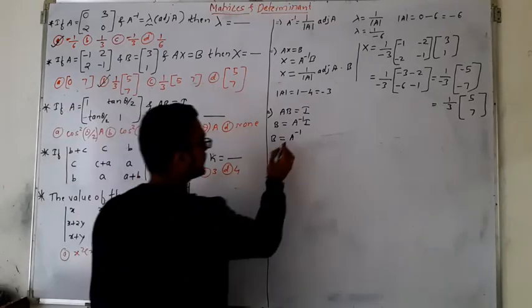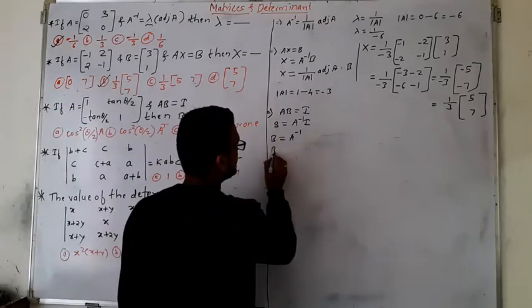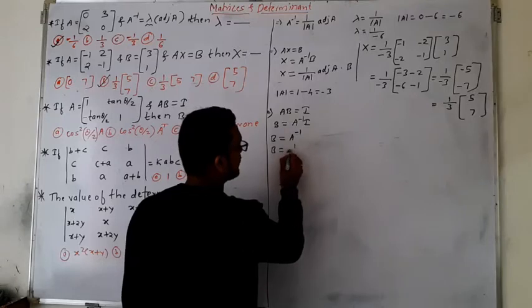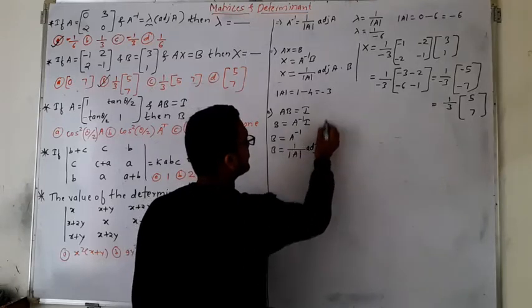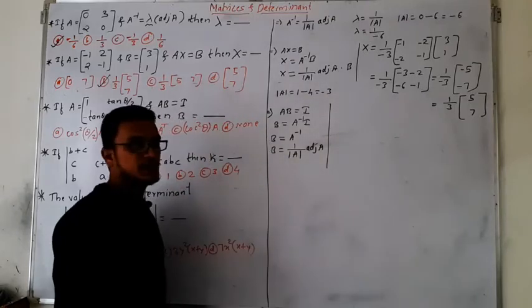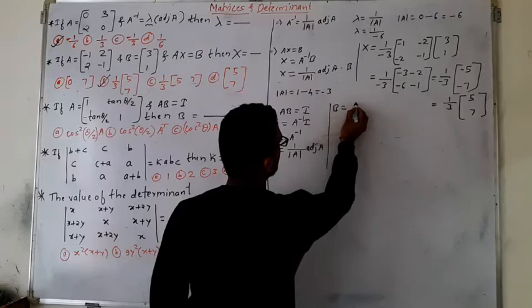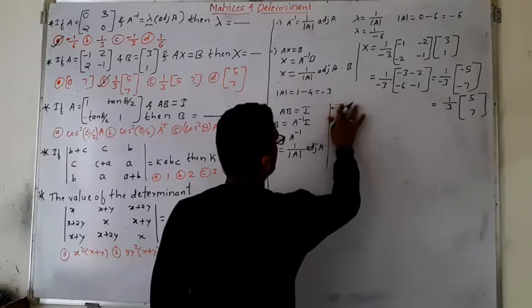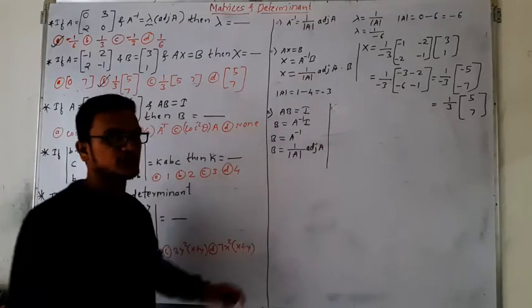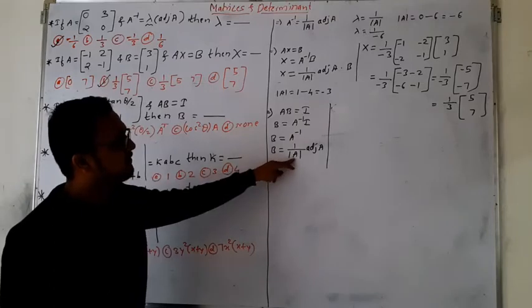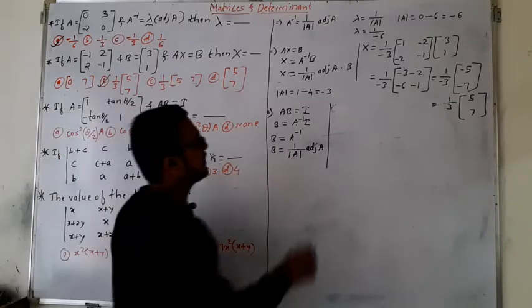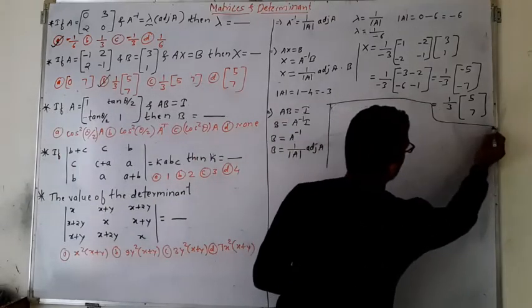Okay, but again you know, what is A inverse? B is equal to A inverse, which means 1 divided by determinant A into adjoint of A. Okay, so here you just substitute the values now. So B is equal to, before substituting the value, first we will find the value of determinant A.